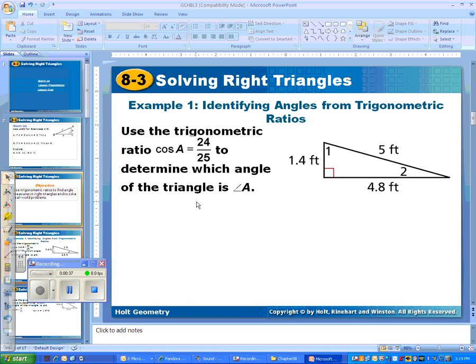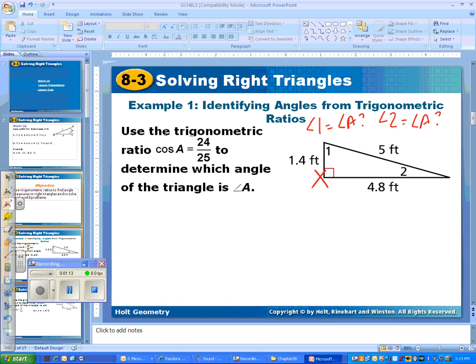Okay, so the first type of question they're going to give you is kind of a funny question. It says use the trig ratio cosine of A equals 24 over 25 to determine which angle of the triangle is angle A. So we want to figure out which angle is angle A, and I'll give you a hint. It's usually not going to be the right angle. So either this one's going to be angle A or angle 2 is going to be angle A. So is angle 1 angle A, or is angle 2 angle A?